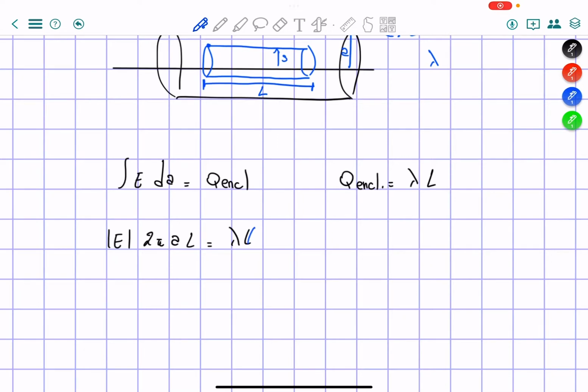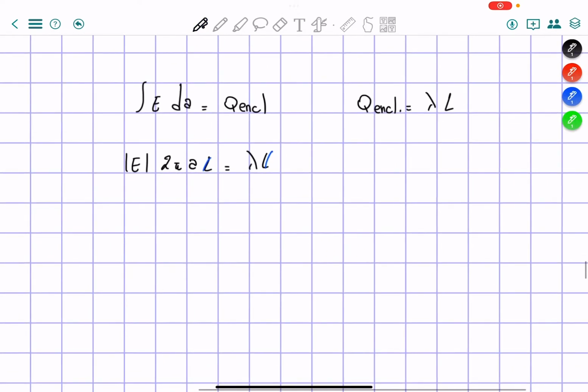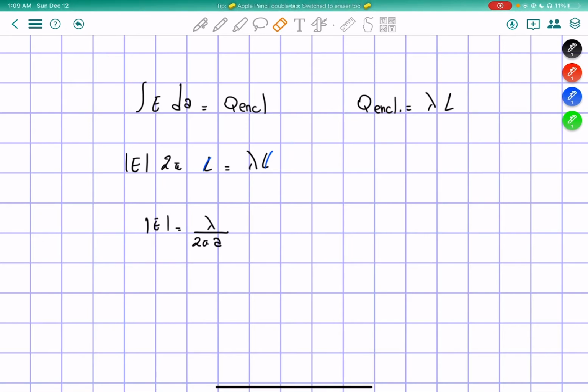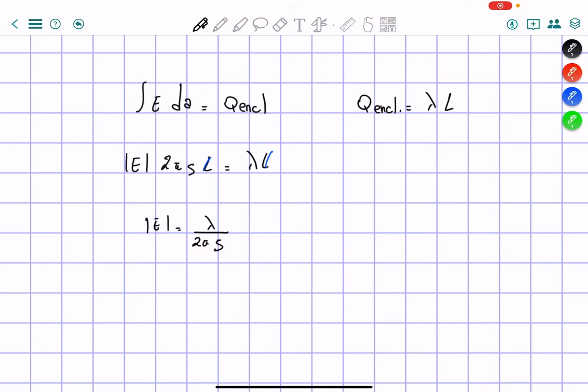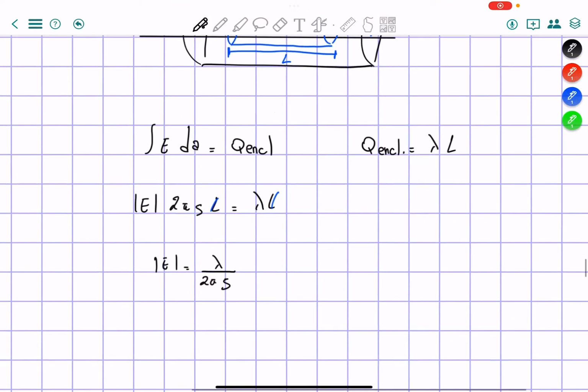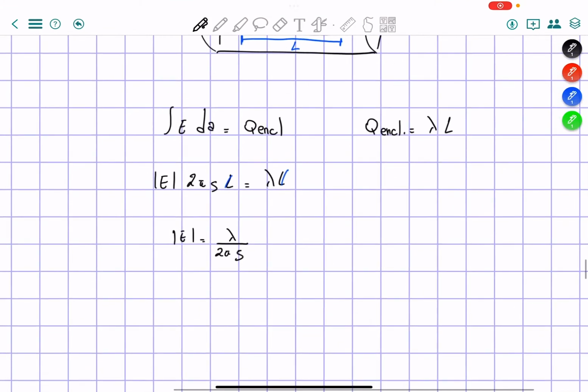We cancel out the L on both sides, and we obtain that E is equal to lambda over 2 pi A. Oh, actually, sorry, the height was S, not A. So 2 pi S. And if we want to make it a vector, we just have to say that E is equal to lambda over 2 pi S in the S hat direction.